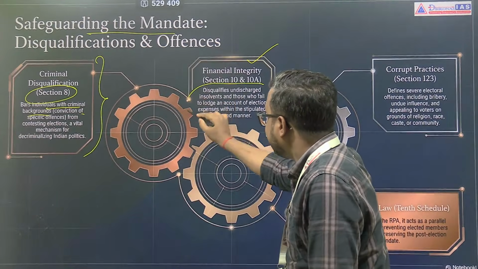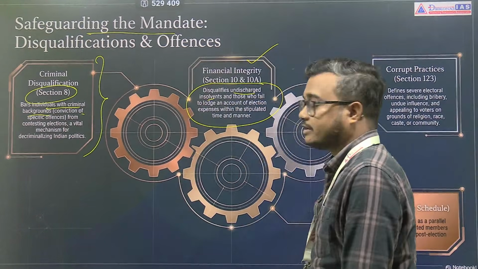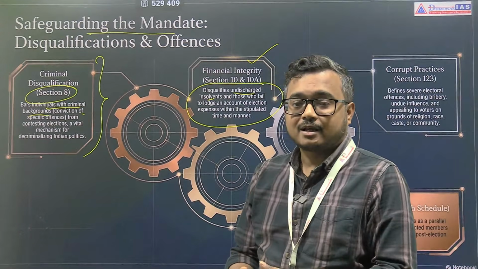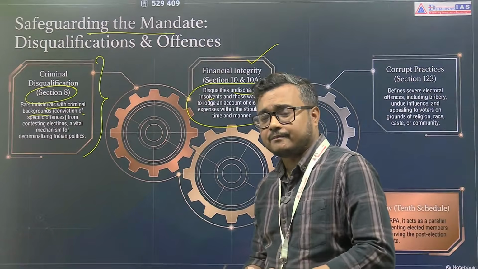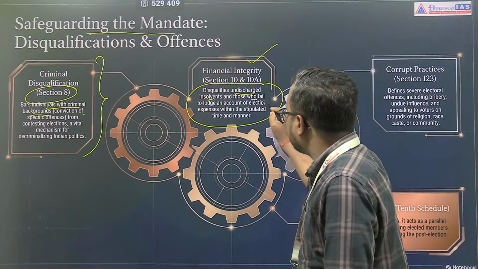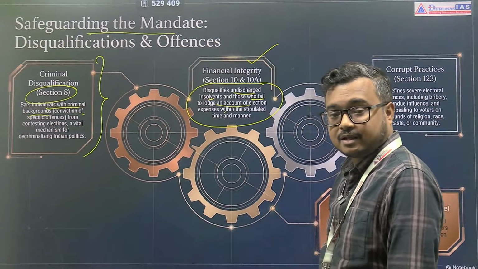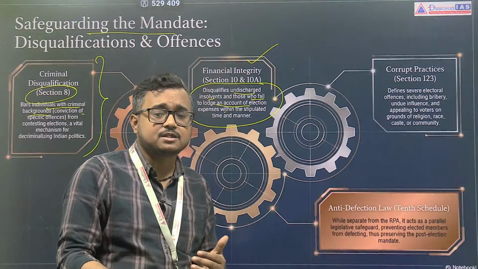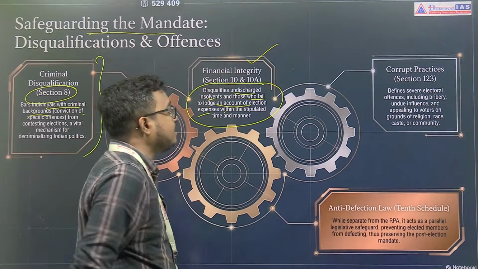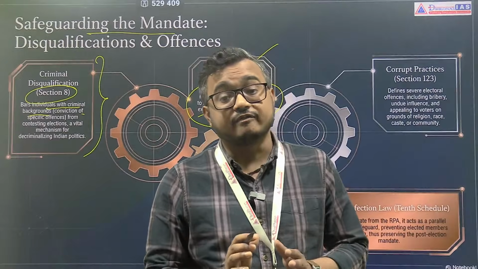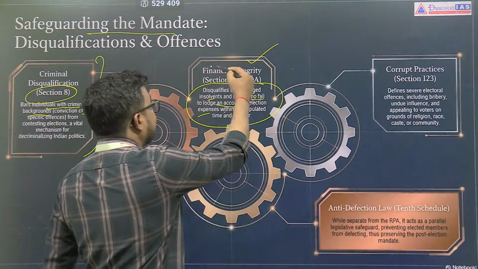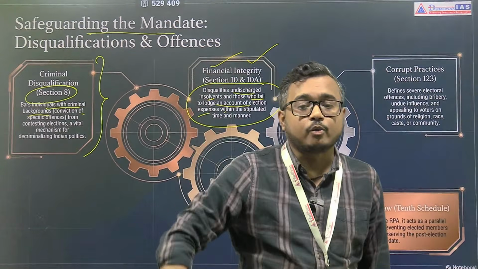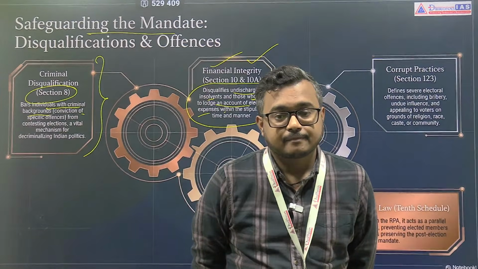Financial integrity means you are not an undischarged insolvent. Undischarged insolvent means, let's say you are bankrupt and you still have a huge loan to repay, something like that. Others who failed to lodge an account of election expenses. I told you just 5 minutes back, the CEO will have to check all the election expenditure. So if you fail to lodge an account of your election expenses, then also you will be disqualified, because this is about financial integrity. You cannot simply money-power your way to the seat of MP and MLA, right?